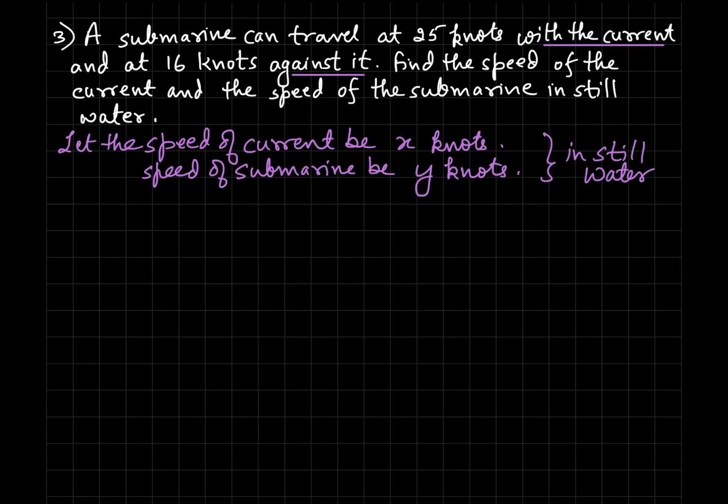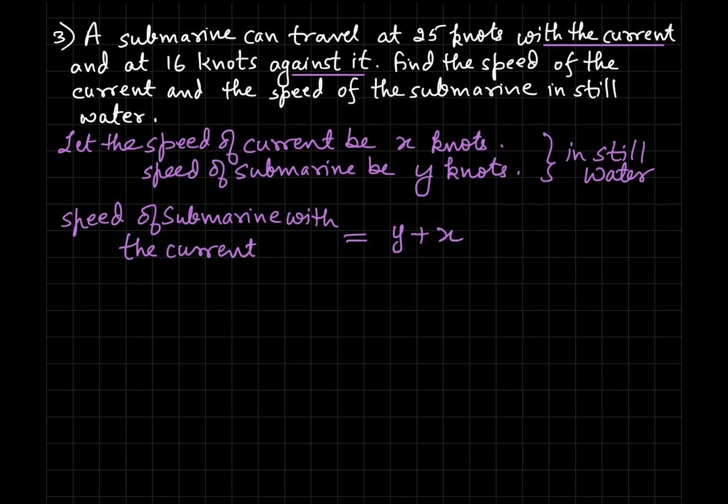But when the submarine is traveling with the current, speed of submarine with the current would be what? Speed of current is x and speed of submarine is y. When it is going with the current, then it would be y plus x. Submarine's speed and water's speed would get added up, so this will give you y plus x, and that is equal to 25 knots. This is given to me.